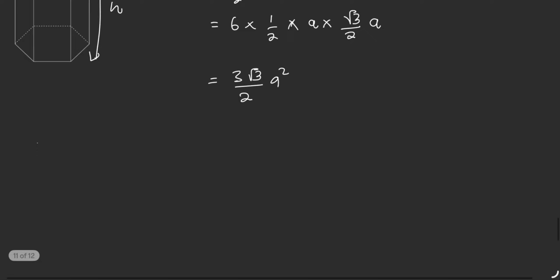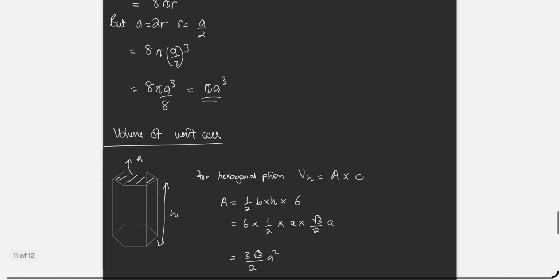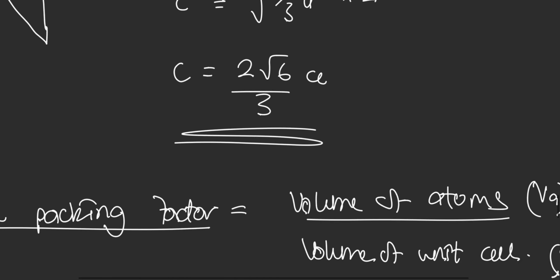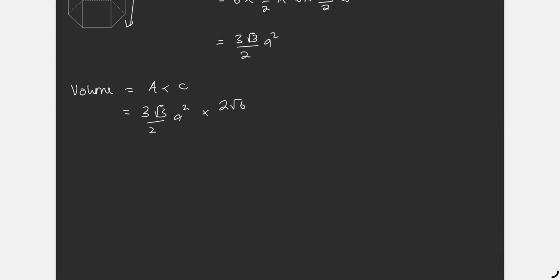And then the total volume is now going to be equal to A times c, 3 root 3 over 2 a squared times the value of c. I have it. The value of c is 2 root 6 over 3 a. 2 root 6 over 3 a. This is going to give you 3 root 2 a cubed.